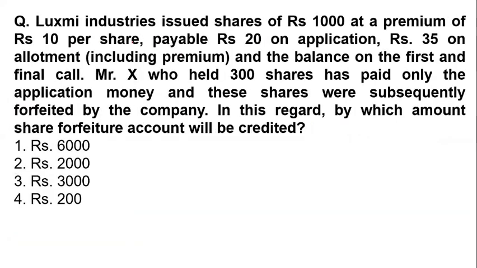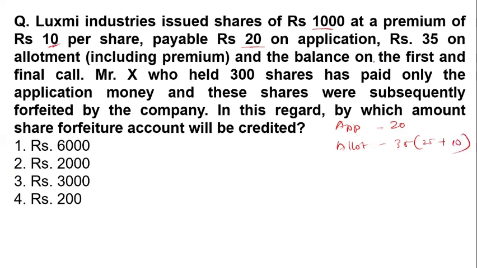Now moving toward the next question, that is Lakshmi Industry. Lakshmi Industry issues 1,000 shares at a premium of rupees 10 per share, and the amount payable is rupees 20 on application. How much on the application? We just write it as 20,000 in application. Then rupees 35,000 on the allotment, but including premium. So 35,000, but 20 is the allotment plus 10 rupees is the premium on the share.